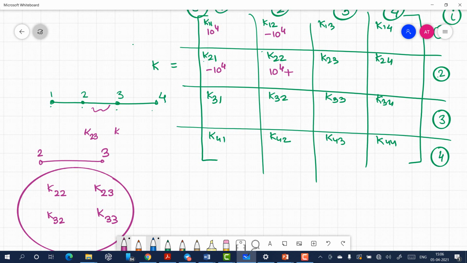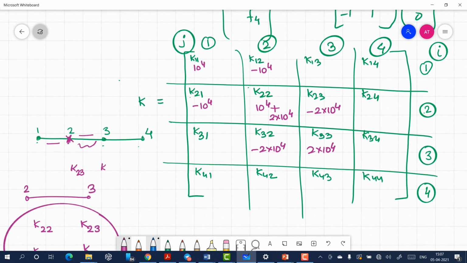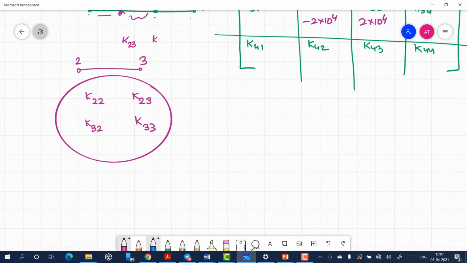Why is this happening? Because this is the node which is being shared between two elements. This node is shared between this element and this element, so it will have contribution coming from both the elements. So I will put here the second contribution, 2 into 10 to the power 4, then minus 2 into 10 to the power 4, minus 2 into 10 to the power 4, and 2 into 10 to the power 4. Okay, now I have the terms because of element number 2, and now let us look at element number 3.